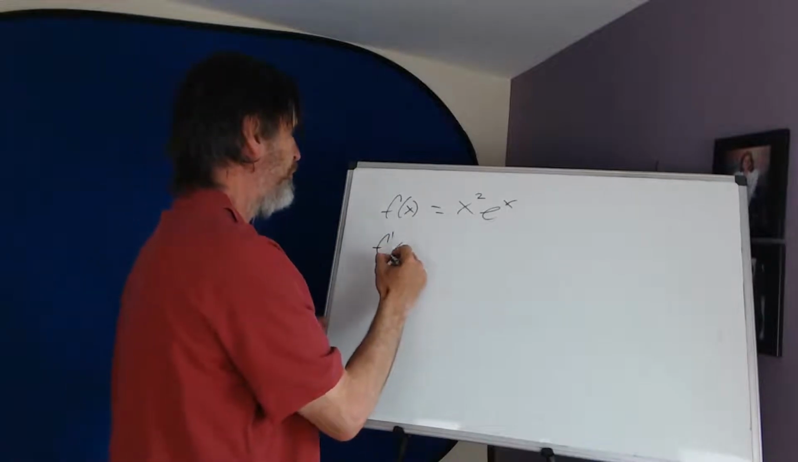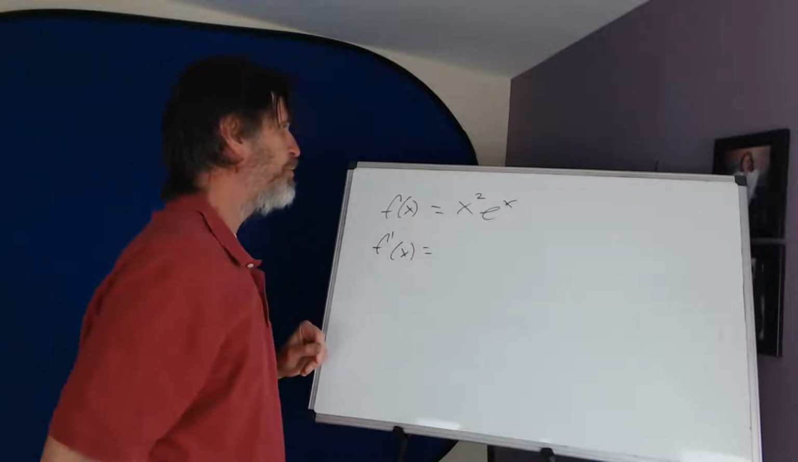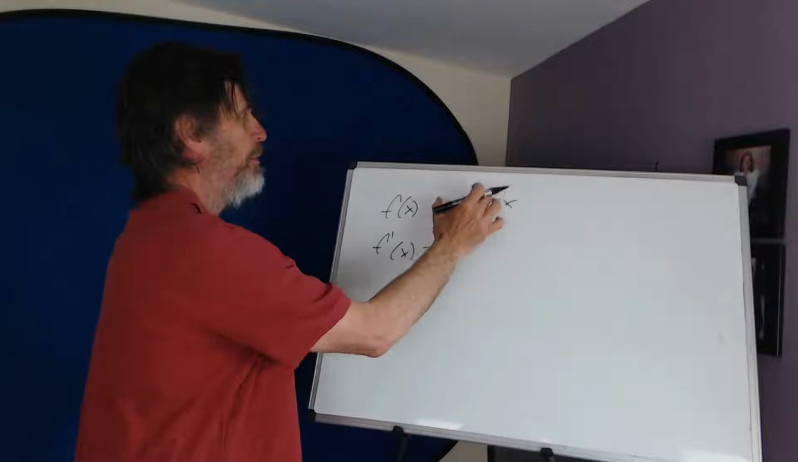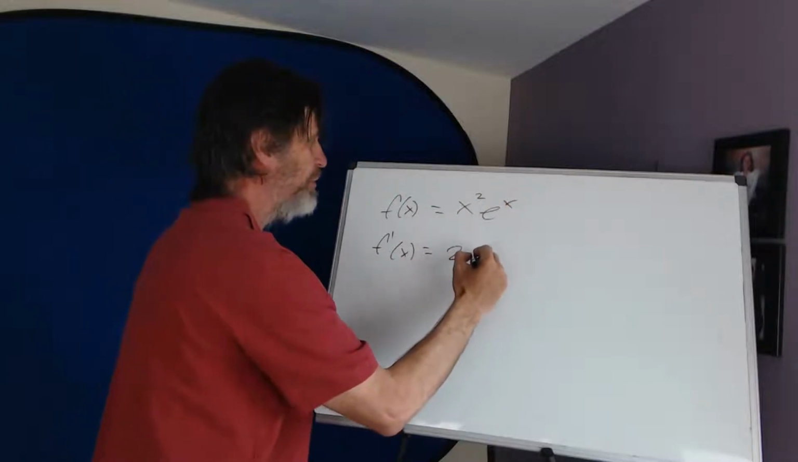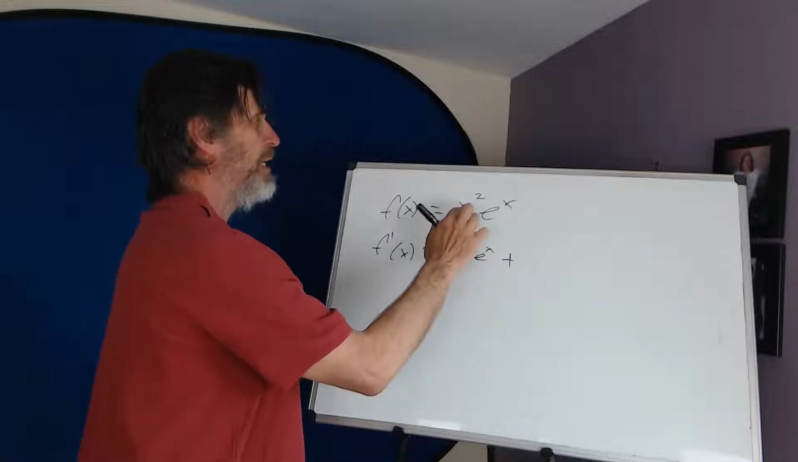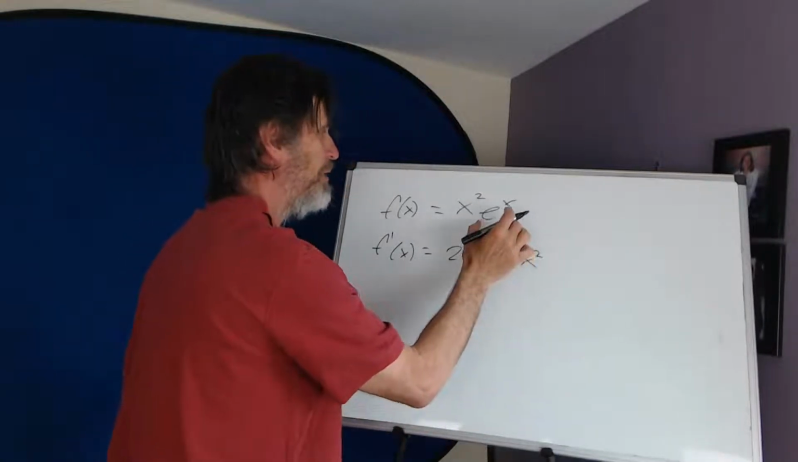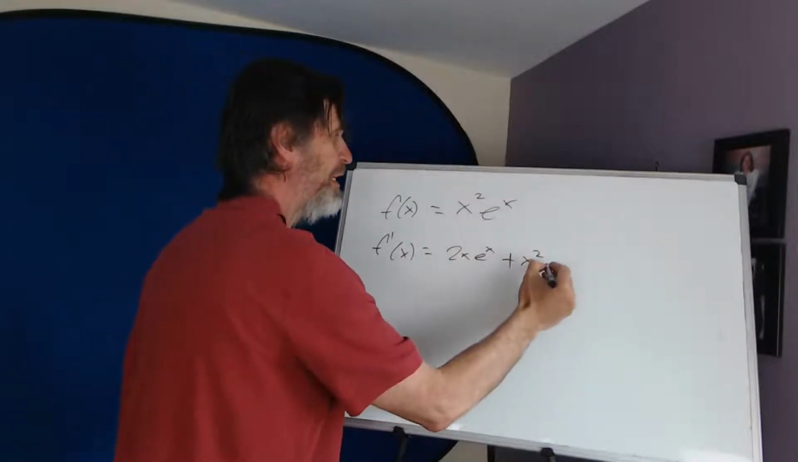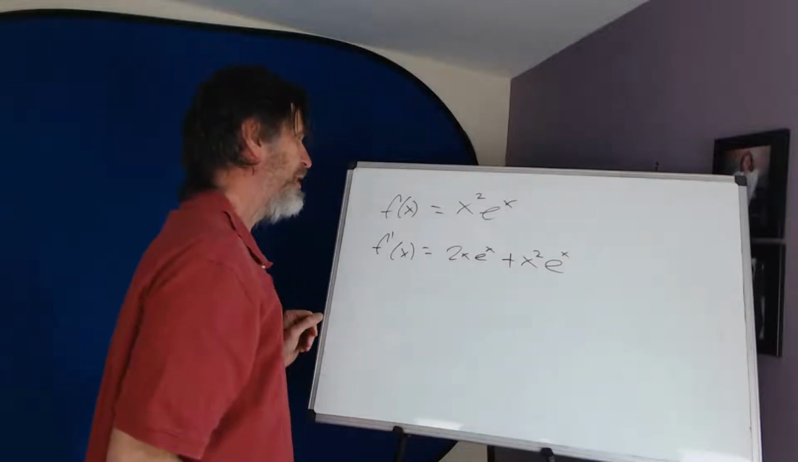Let's take the first derivative. First derivative requires the product rule. The derivative of x squared is 2x. Bring that one straight down. Plus, keep that one exactly as it was and multiply it by the derivative of e to the x, which is e to the x.